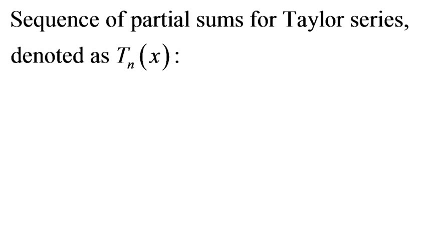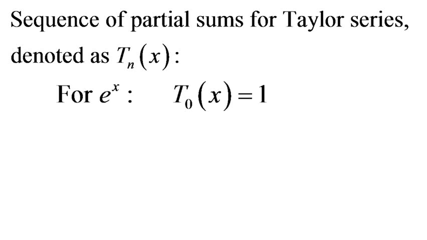Let's look at the sequence of partial sums for a Taylor series. Each term of this series is denoted as capital T with subscript indicating the degree of the polynomial. Let's use the Maclaurin series for e to the x. Remember that the terms of this series are x to the n over n factorial. So T sub 0 equals 1. T sub 1 is 1 plus x.